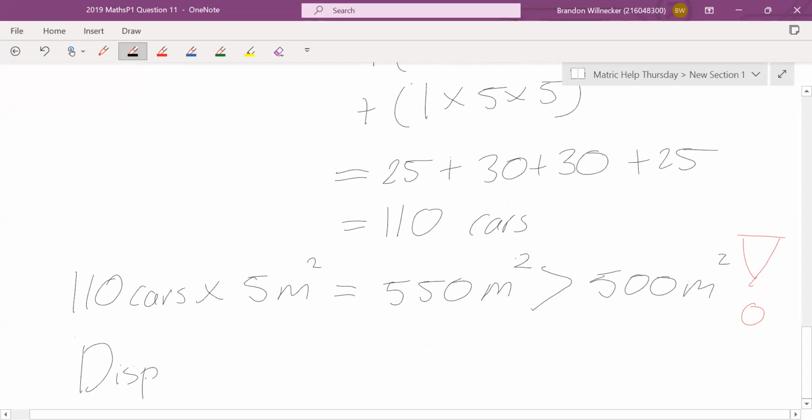So that means this display is not possible.